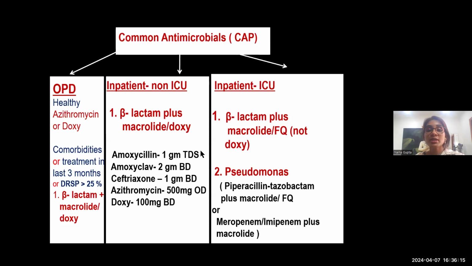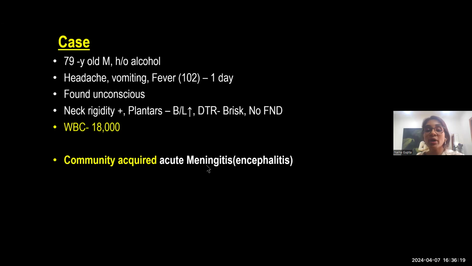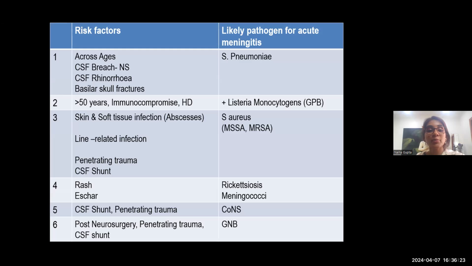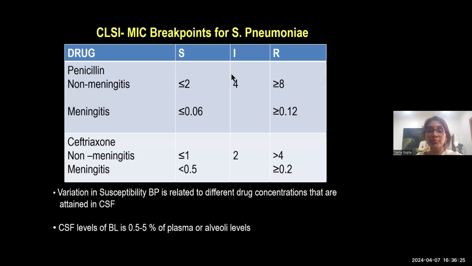Now, this patient had only pneumonia. What if the patient had community-acquired meningitis? It's important to remember that if a patient has pneumonia and bacteremia, then it's important to know whether the patient also has meningitis or not, because the susceptibility breakpoints are different for the meningitis as well as for the non-meningeal strains of the Streptococcus pneumoniae.